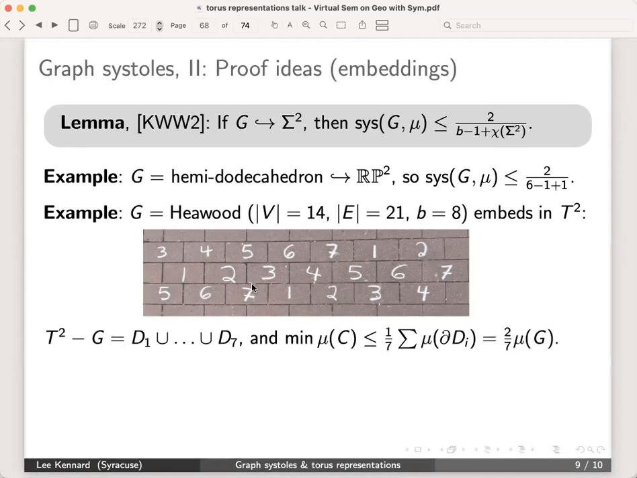And the fact that it embeds in the torus tells you that you get this estimate, but I want to prove it in this case. So I mentioned that if you take away the graph, you have these 7 faces. Think of these 7 bricks. And the boundary of each of those faces is a cycle. And so if you're minimizing over all cycles, that's smaller than minimizing over these 7 cycles. And the smallest of those 7 cycles is at most the average of those 7 cycles.